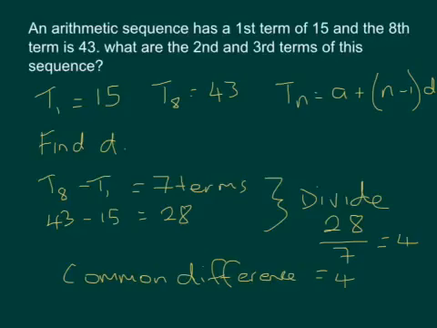So from here we can say that if the common difference is 4 and the first term is 15, we could say that term 2 equals 19 and term 3 equals 23. But what happens if we get a slightly different question? Similar, but maybe doesn't give us the first term. On the next slide I'll show you that.